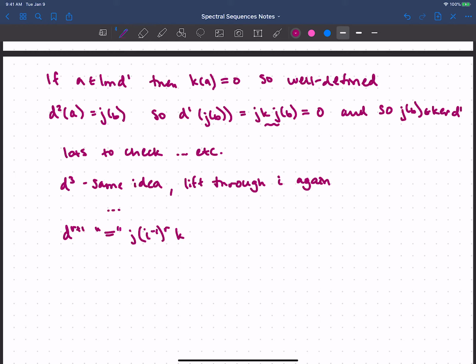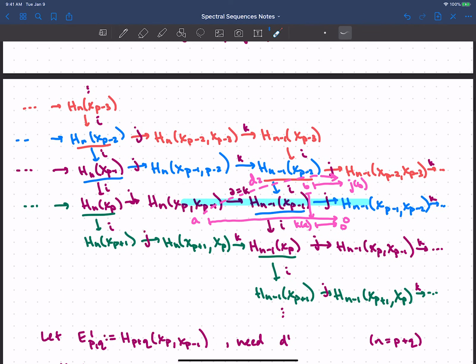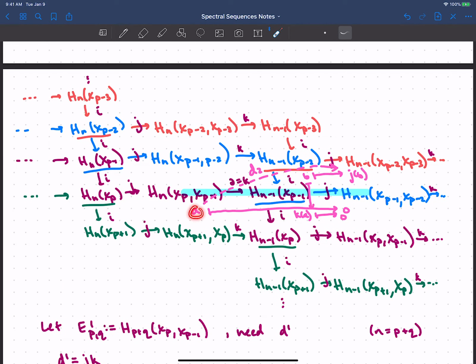So I apply k, and then I lift up through I as many times as I need to, r times, and then apply j. So going back to the diagram, if I send something over and it goes to 0, then I'm just going to take it part of the way and I'm going to lift it up. And if I send that over and get 0, then I lift it up. And I send that over, and if I get 0, I can lift it up and keep playing this game. And so that's my dr.